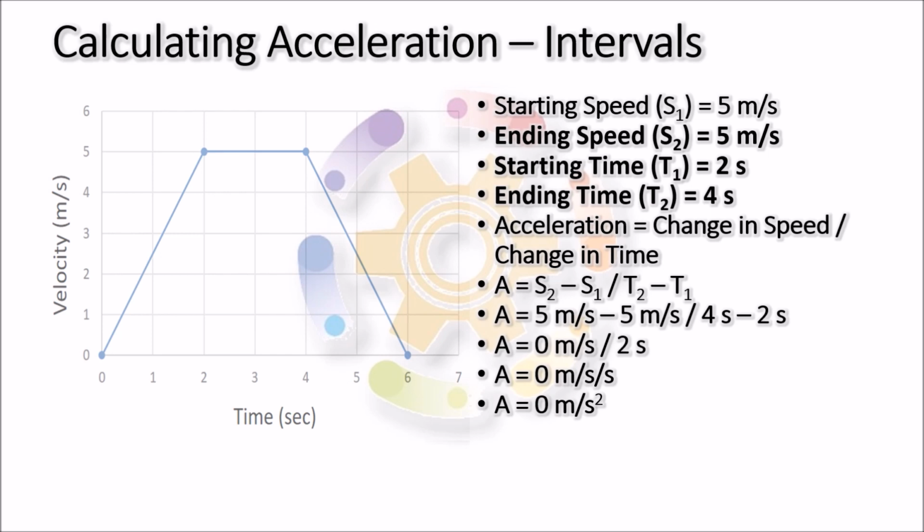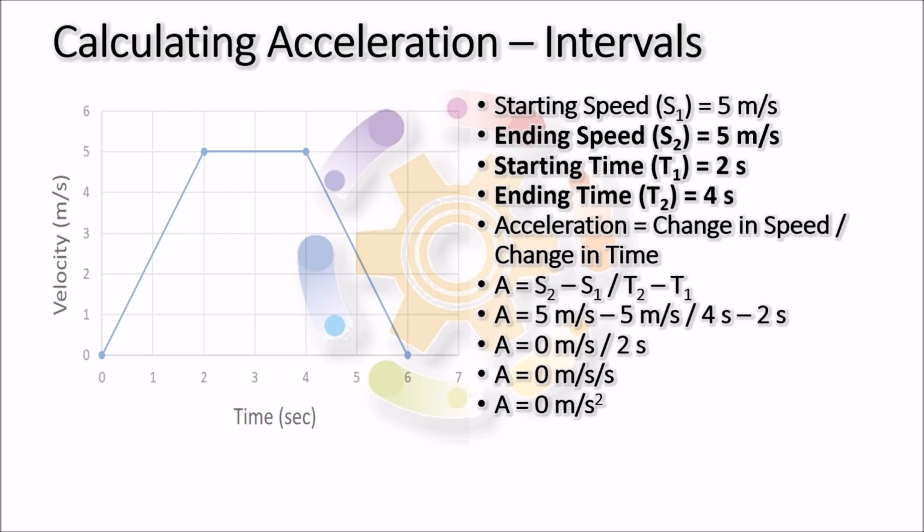Now I want to be very careful here. This does not mean that the object is not moving. In a speed graph, that's what it would mean, that the object is not moving, that it's not moving any distance over a set amount of time. But remember, acceleration graphs are different because our y-axis is not a measure of distance, but a measure of speed. So the y value for both our ending time and our starting time is 5 meters per second.